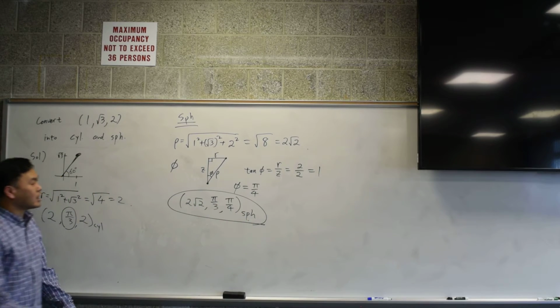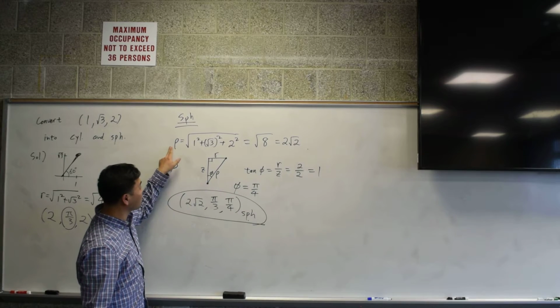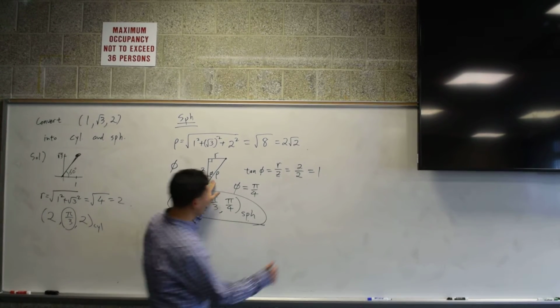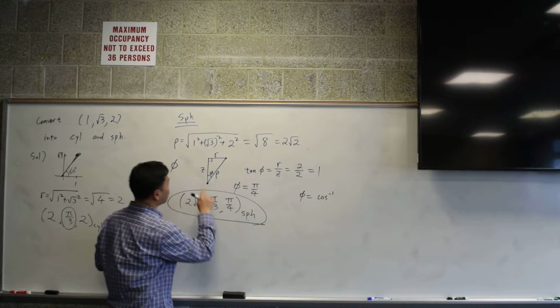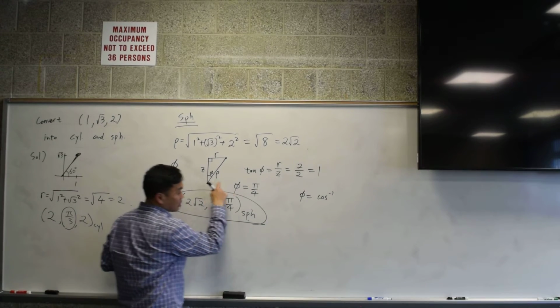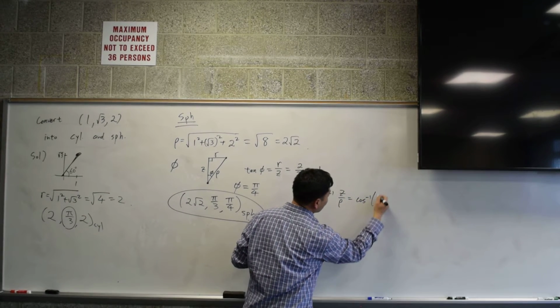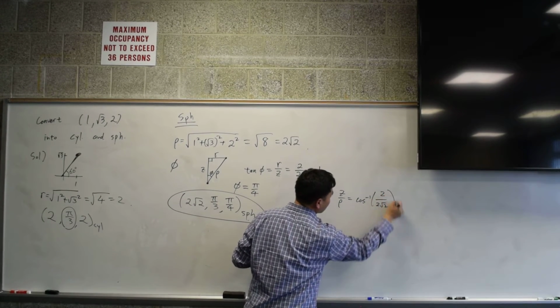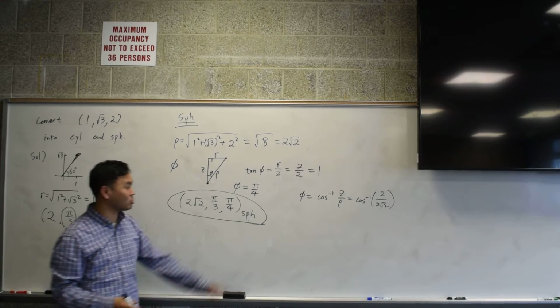Now, let me just add one more thing. You could have used this, or since I already know the rho, you can also use phi as cosine inverse of adjacent over hypotenuse, z over rho, which in this case is 2 over 2 radical 2. And you get the same answer. If you think that's easier, you would want to use that.